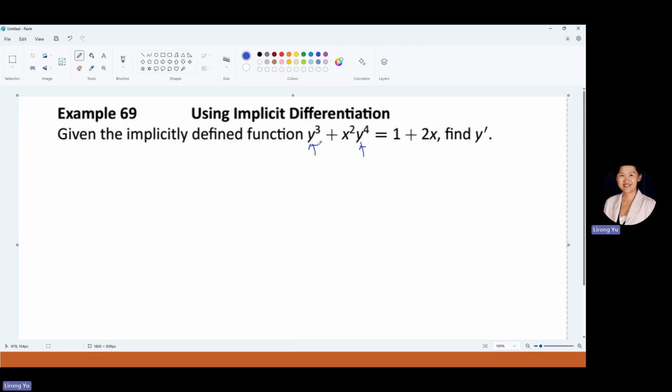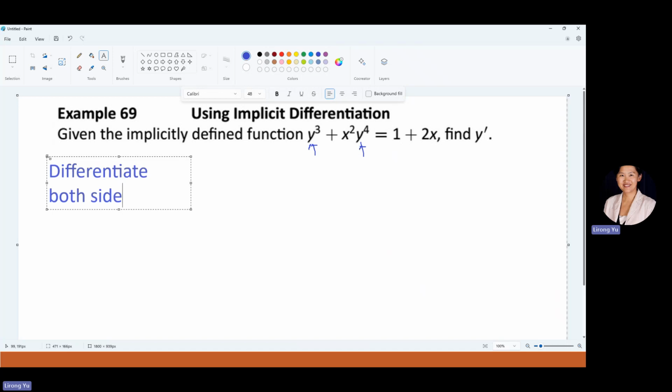Another issue is that by now we have many rules, and if the function has a simpler format, we might apply one rule and that will be it. But if the function has a complicated format, we might end up having to apply multiple rules, so we have to make sure we keep track of it. So first we differentiate both sides of the equation. Let's find the derivative of the left side and the right side, both sides.